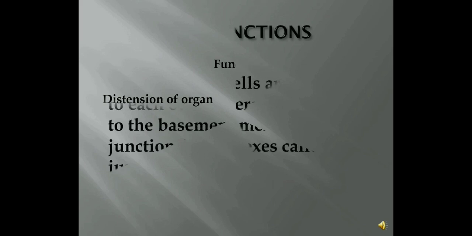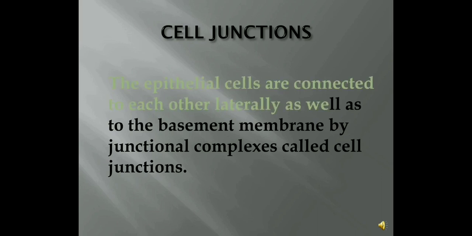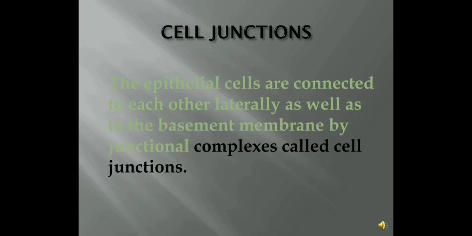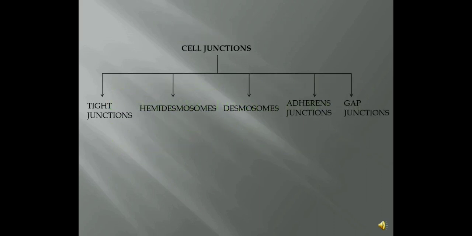Now, before starting with the second part, let's see the details of cell junctions. The epithelial cells are connected to each other laterally as well as to the basement membrane by junctional complexes called cell junctions. These cell junctions hold different cells in a tissue. There are different types of cell junctions present in a tissue. Let's see the details of each cell junction in a sequential manner.